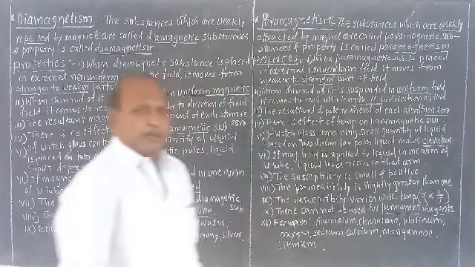Now, examples of paramagnetic materials: aluminium, chromium, platinum, oxygen, sodium, calcium, manganese, lithium. These are the examples of paramagnetic material. So, we have seen two types of substances: paramagnetic substances and diamagnetic substances.